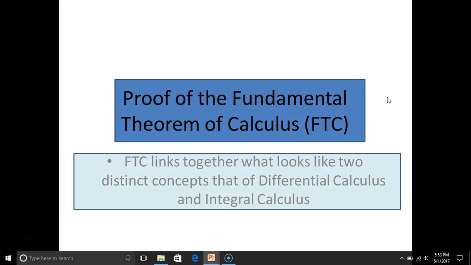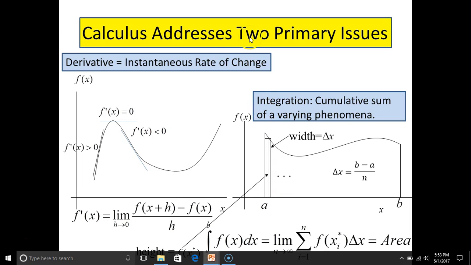In this short video, we provide a proof of the fundamental theorem of calculus. Basically, the fundamental theorem of calculus links together what look like two really distinct concepts, that of differential calculus and integral calculus. So what we have in calculus is basically addressing two primary issues.